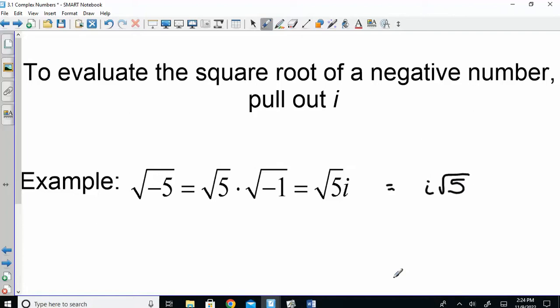Both options are correct. Just make sure that if you do it the first way, the square root of 5 with the i after, the i is not under the square root. So just make sure that's obvious from your paper. But otherwise it does not matter which option you choose. So we will always write our answer without any negatives under our radicals. So we will pull out i's whenever possible.